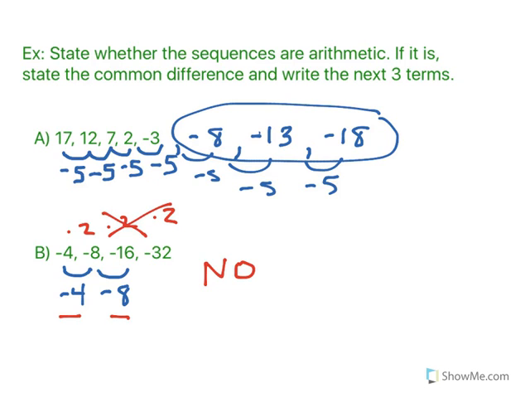It only deals with adding and subtracting. If you find a pattern that deals with multiplication, it's not arithmetic. We're going to learn later that it's called a geometric sequence. So it does not deal with multiplying or dividing, and it always deals with adding or subtracting, that common difference.